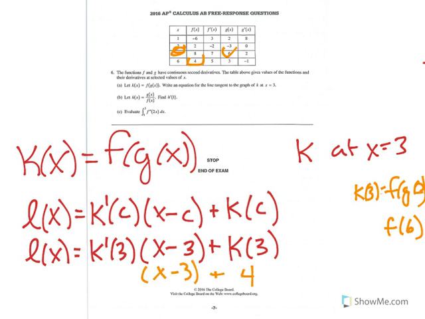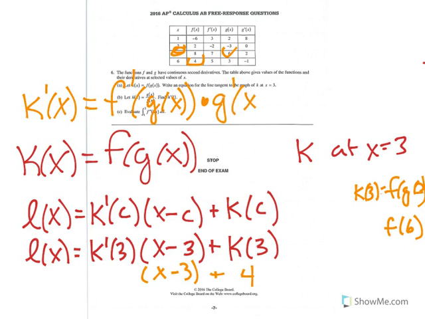And now we get to k prime. Well, I know k, but I don't know k prime. But I can take its derivative, k prime of x. I have an inside function and an outside function. So it's going to be f prime, I derivate the outside, g of x, times g prime of x. And I'm going to fill in the value 3 into there. Okay, g prime of 3 is 2.